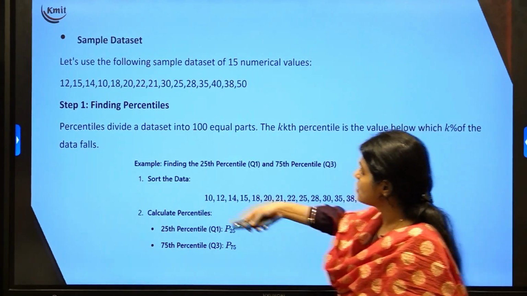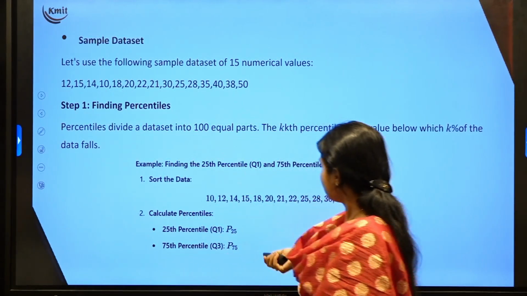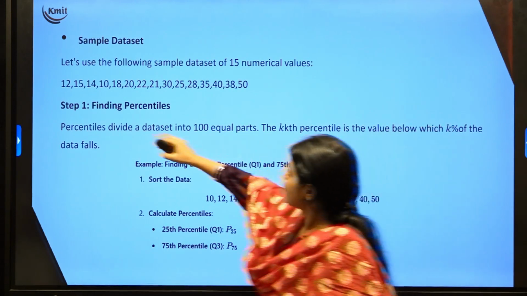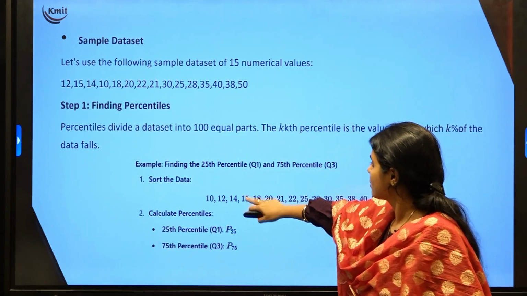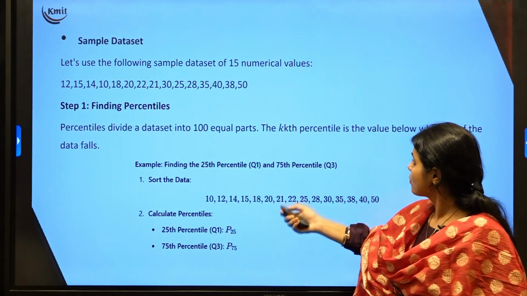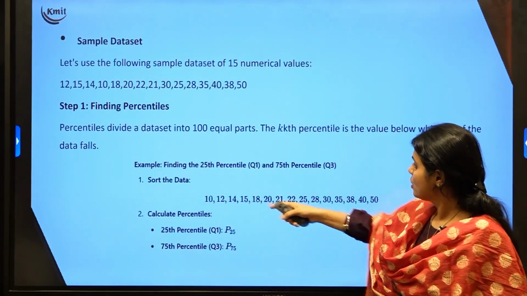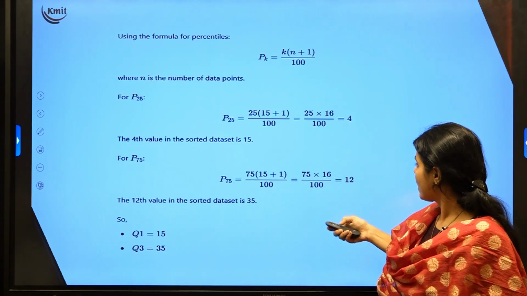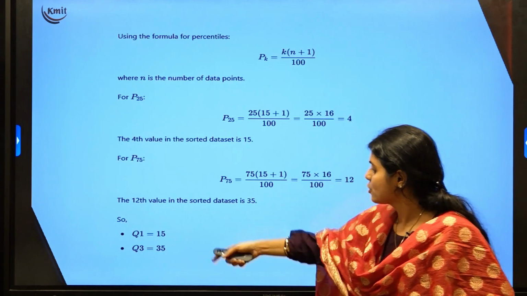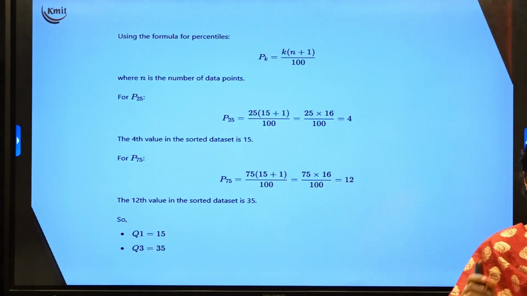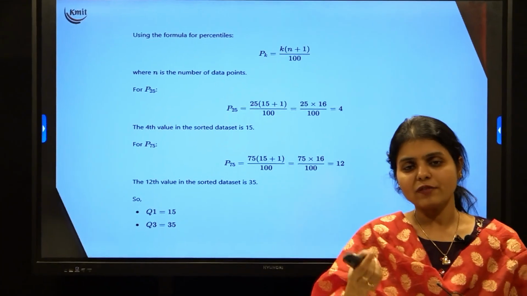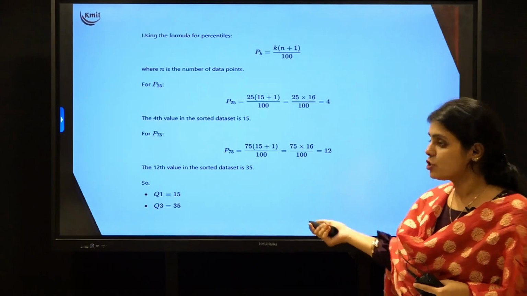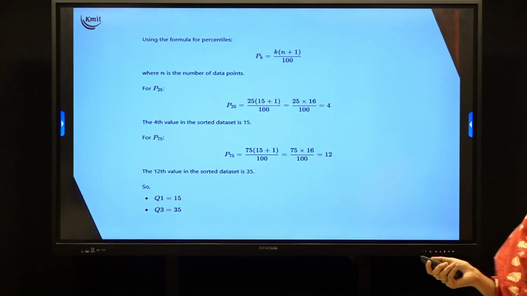So when I get back to the data, first of all we have to sort the data. The P25 is the 4th value: 1, 2, 3, 4th value is 15. Hence Q1 would be 15. The 12th value is 35, hence Q3 will be 35. So first calculate P of K, that is P of 25 or P of 75, and that gives the position of the value. Depending on that position we find quartile 1 and quartile 3.